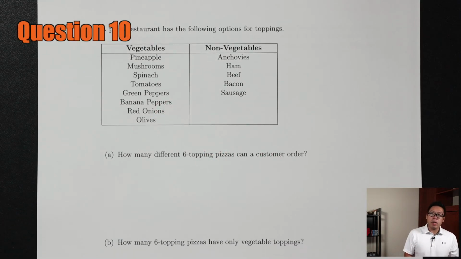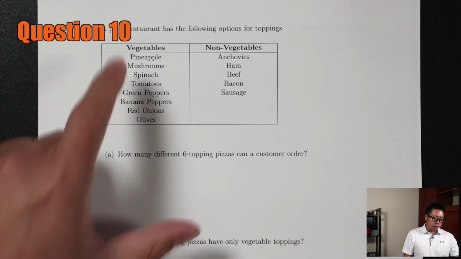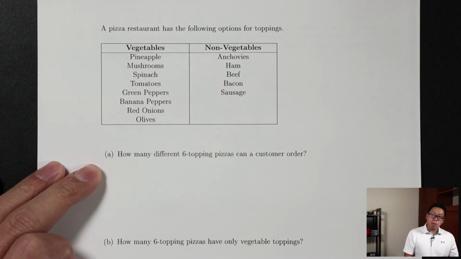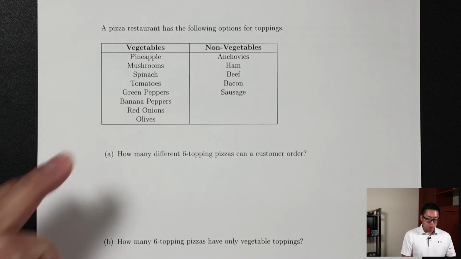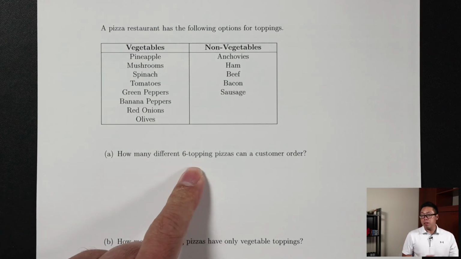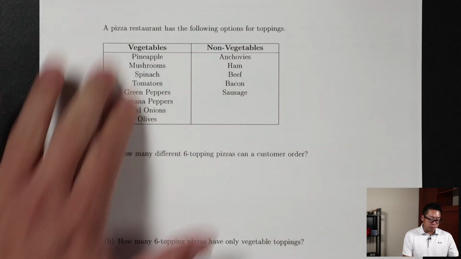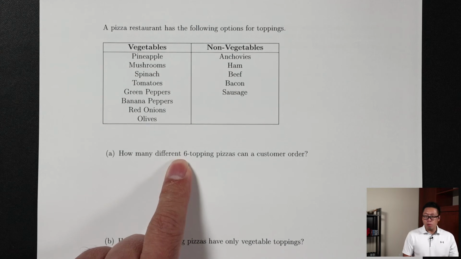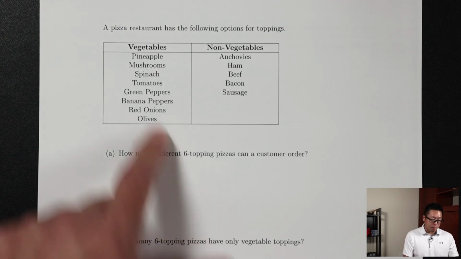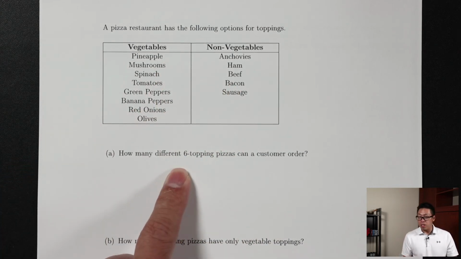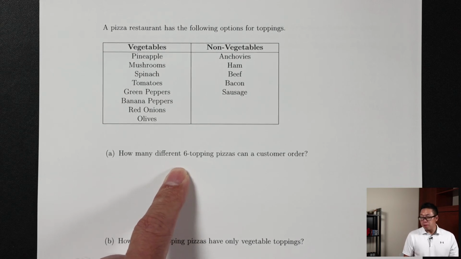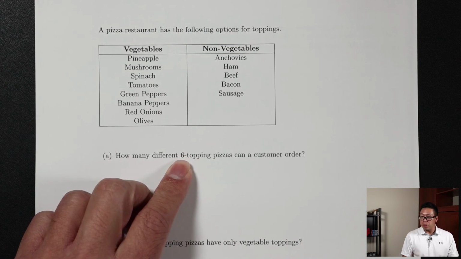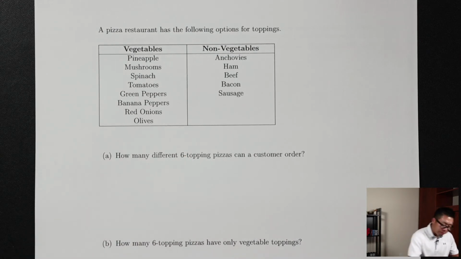A pizza restaurant has the following options for toppings. We have some vegetables and some non-vegetables. How many different 6-topping pizzas can a customer order? So to order this 6-topping pizza, the customer would choose 6 toppings from the list of toppings. Question is, does the order matter when they choose these 6 toppings? Does it matter which topping you pick first, second, third, up to 6? Probably not, right? They're all going to go on top of the pizza. It doesn't matter the order that you picked the toppings. So this will be a combination.